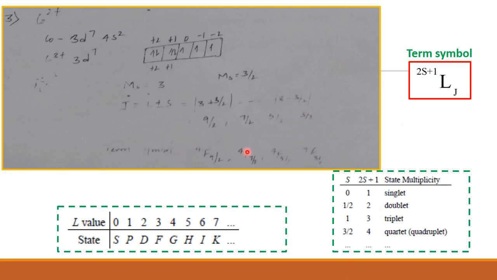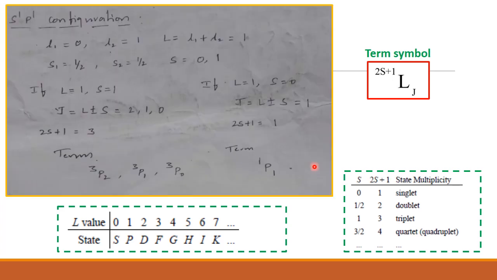So 4, 4, 4 and 4, whereas the ML value is 3. As the ML value is 3, we are getting an F term, so the L term becomes F, F, F and F here, and the J values vary from 9/2 to 3/2. So 9/2, 7/2, 5/2 and 3/2.